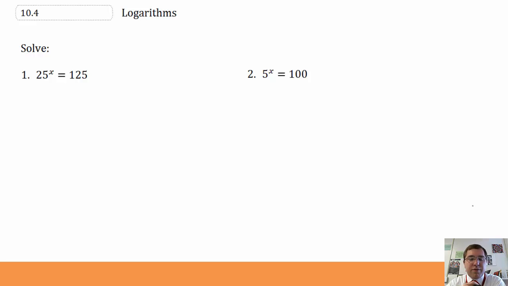This is section 10.4 of Honors Algebra 2 on logarithms. Get excited. So let's solve these equations. Number 1, 25 to the x power equals 125. Well, we know how to solve this.